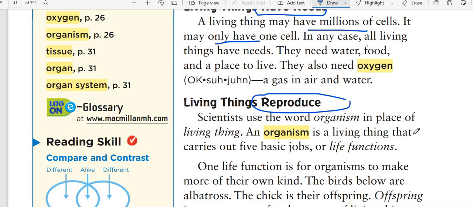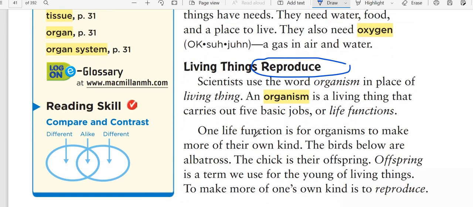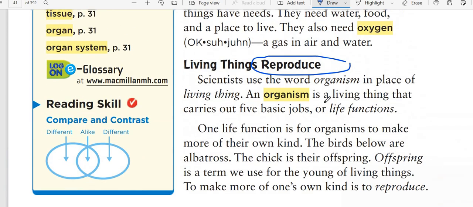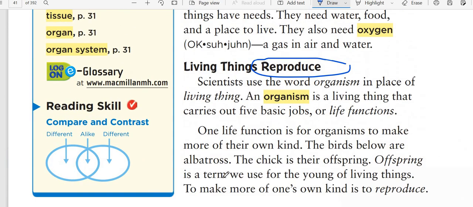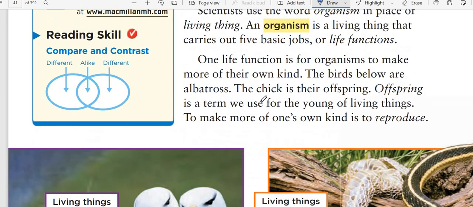An organism is a living thing that carries out five basic jobs, or life functions. One life function is for organisms to make more of their own kind. So we have here the albatross, which is a kind of bird, and the chick is their offspring. The albatross is a bird, and the chick is the offspring, or the baby.